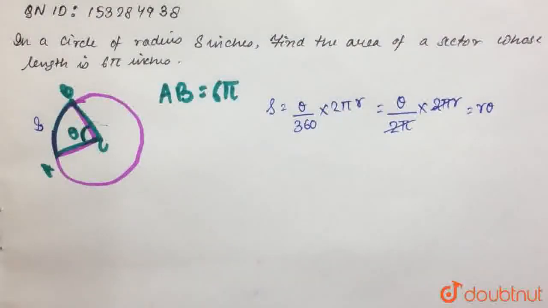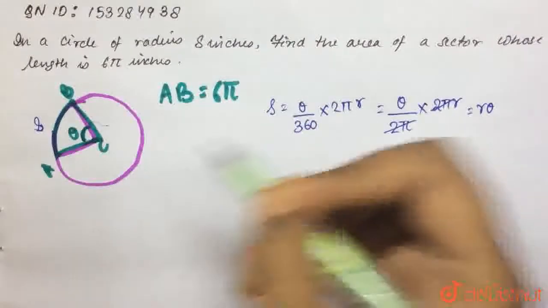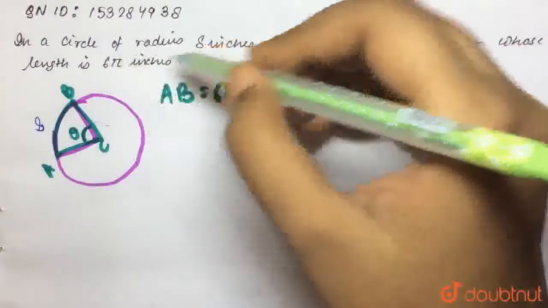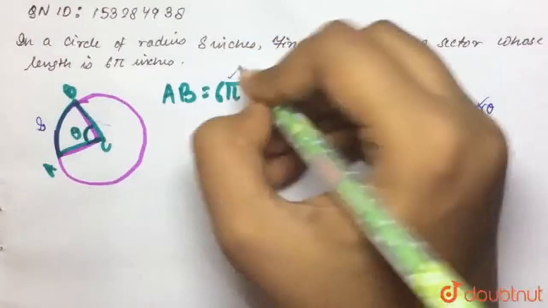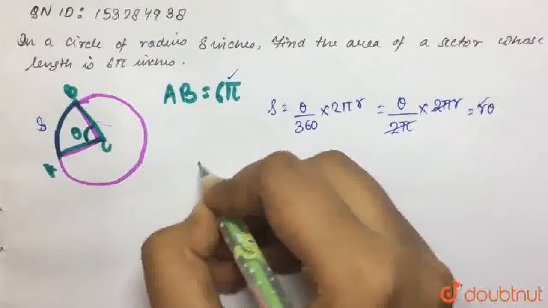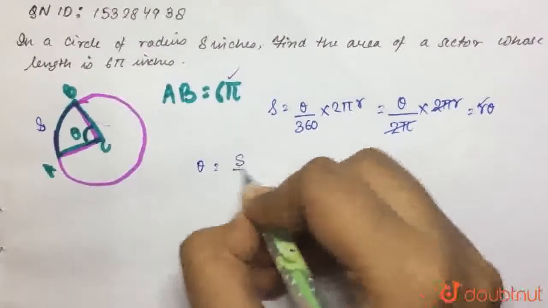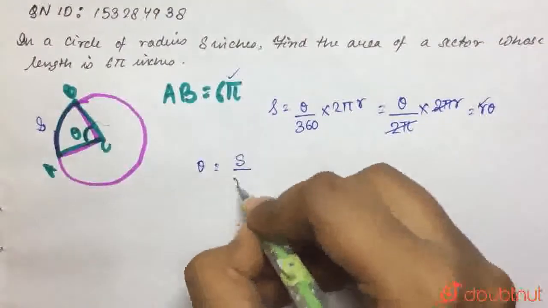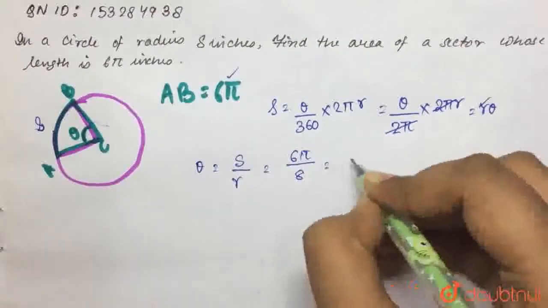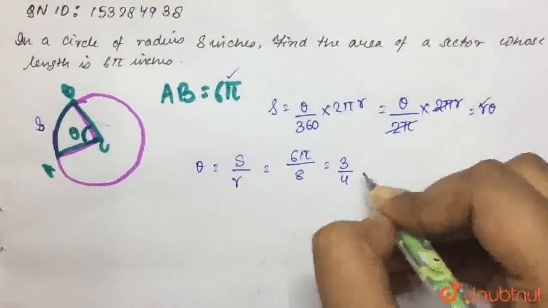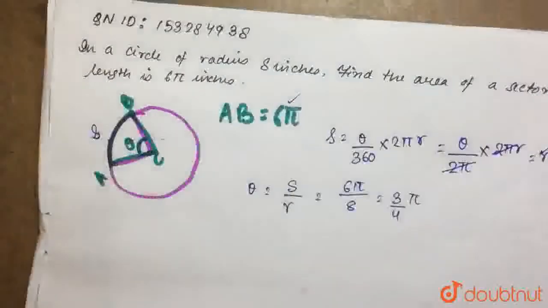And in this particular sum we have been given the value of S, which is 6 pi, and the radius of the circle is 8 inches. So we know the value of r and we know the value of S. So theta is equal to S by r. So 6 pi by 8 gives us 3 by 4 pi.